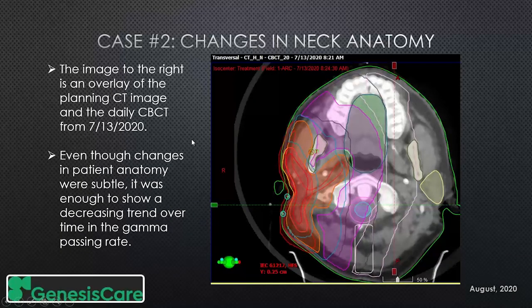Now you can see in this image, if there is some tumor shrinkage, patient shrinkage, tumor regression, it is very subtle. The changes are very subtle because a lot of it's soft tissue. I can see right here there may be some patient weight loss or tumor regression taking place, but it was still enough to trigger the gammas, especially on the trend analysis, to see that there was deterioration in the gamma pass rate. So the image to the right is an overlay of the planning CT image and the daily cone beam CT from July 13. Even though changes in patient anatomy were subtle, it was enough to show a decreasing trend over time in the gamma pass rate.